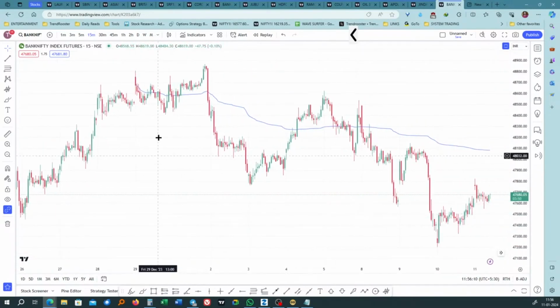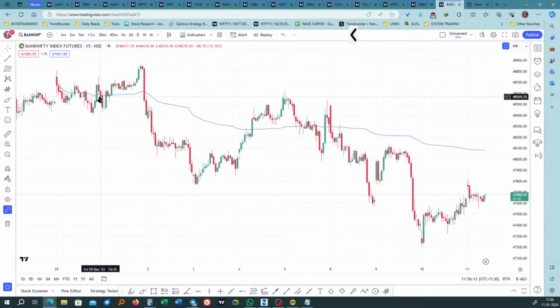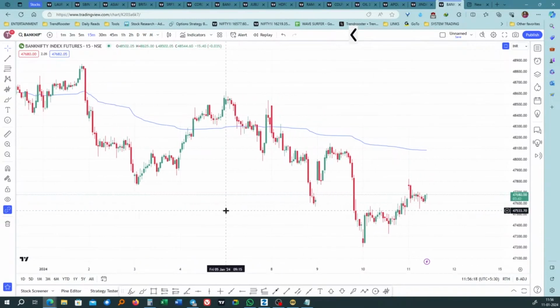From this day onwards, this is the home base, and anything above the home base is bullish, and anything below is bearish. So now tell me, in this particular chart of Bank Nifty, what is the market bias? Are you getting the point so far? Do you understand so far?